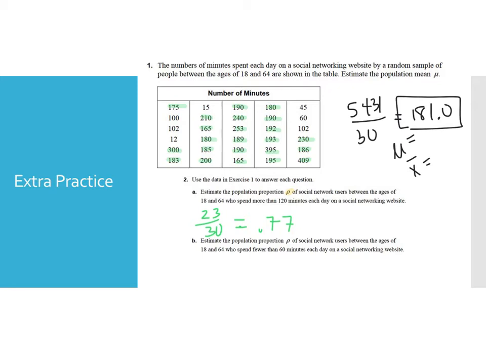Then moving on to B, estimate the population proportion rho of social network users between the ages of 18 and 64 who spend fewer than 60 minutes. If I go and find those who spend fewer than 60, we're looking at 1, 2, 3. Now the question is, does 60 count as fewer than 60? I don't think it does. So we're looking at 3 out of 30, and 3 over 30 should be 0.1. This is descriptive statistics here because we're looking at a number that describes something.